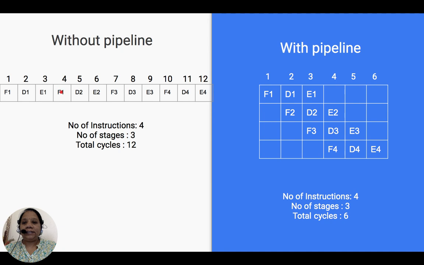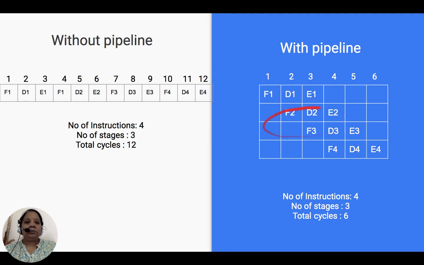Similarly, for the second instruction it is 4, 5, 6. For the third instruction, it is 7, 8, 9. For the fourth instruction, it is 10, 11, and 12. So for 4 instructions to be fetched, decoded, and executed, assuming that all stages take only 1 clock cycle, the total time taken is 12 clock cycles. Is that clear? This is for a processor which does not have a pipeline.